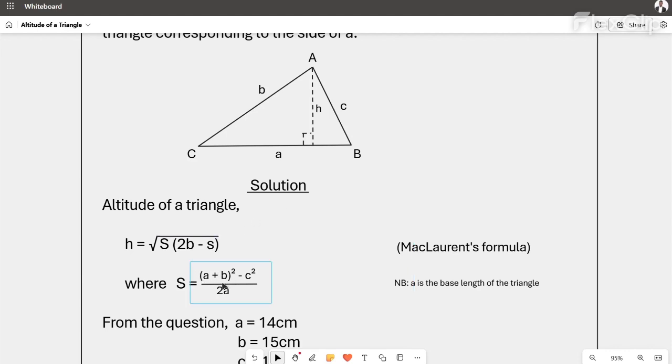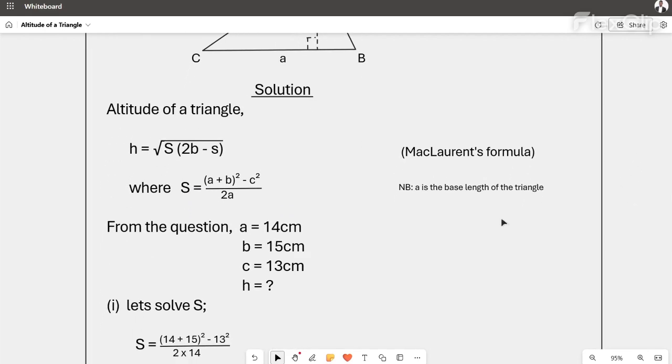It's quite straightforward. It's not like the other workaround formulas that we've been using for years for finding altitude of a triangle. This is a straight formula for finding altitude of a triangle, and this formula alone works for any kind of triangle, be it acute, isosceles, any kind of triangle. The formula is named after the man who derived it. So we're going to use this formula in this video and see how it works.